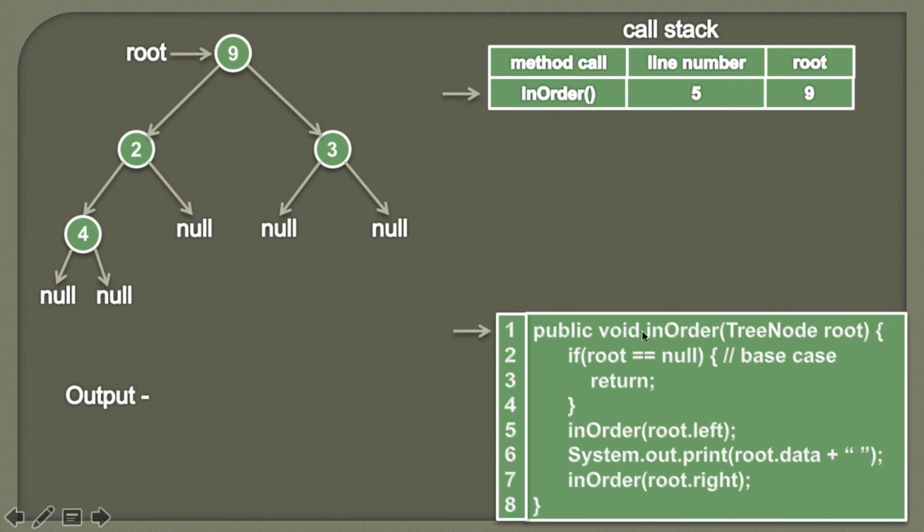So friends, this method will be called again, and this time the root will be the node 2. So now root, instead of pointing to 9, will point to 2.